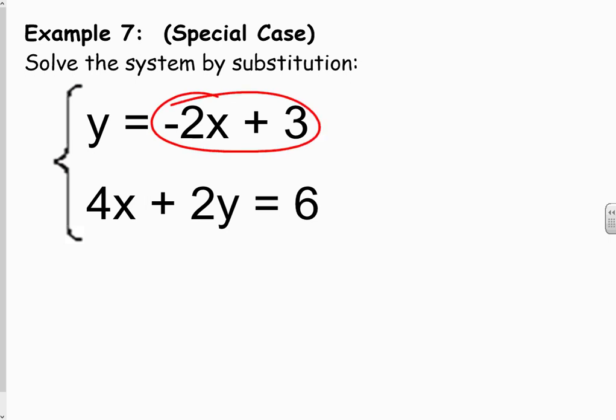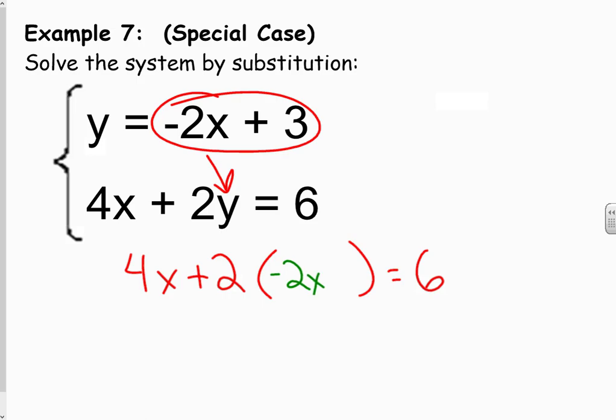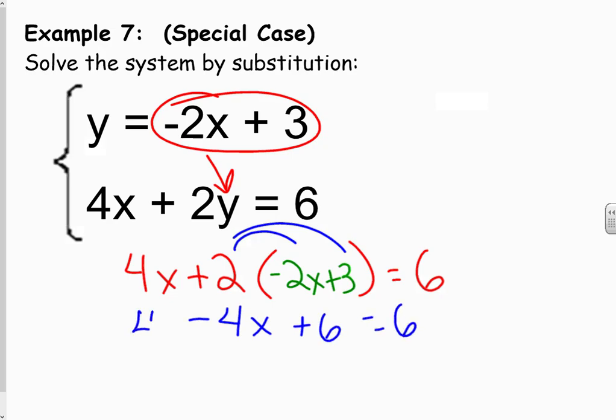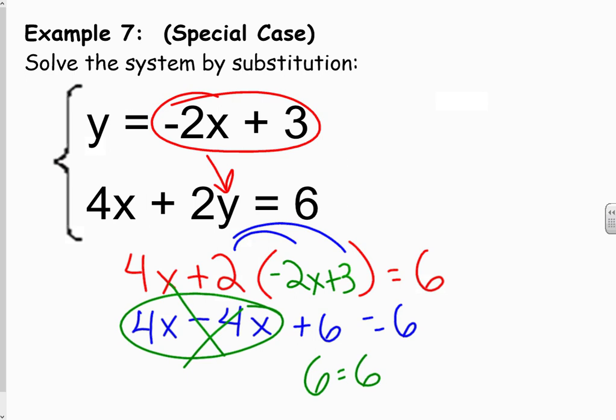So I'm going to take this guy, and I'm going to plug him in here. 4x plus 2, leave a big space, equals 6. I'm going to write negative 2x plus 3, because that's what y equals. Distribute the 2. Negative 4x plus 6 equals 6. Drop the other 4x down. These are on the same side. 4x minus 4x, oh, they cancel. So I get 6 equals 6, which is true, which means that there are infinite solutions.